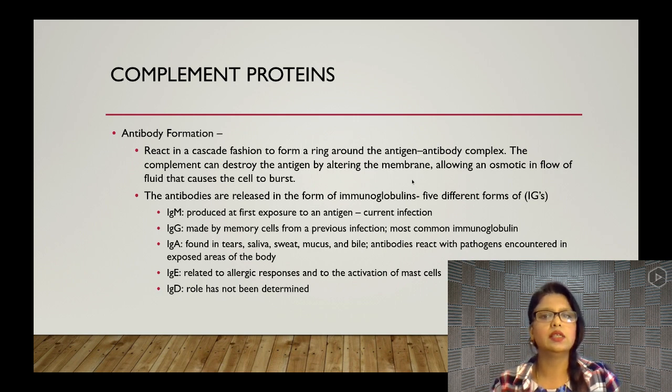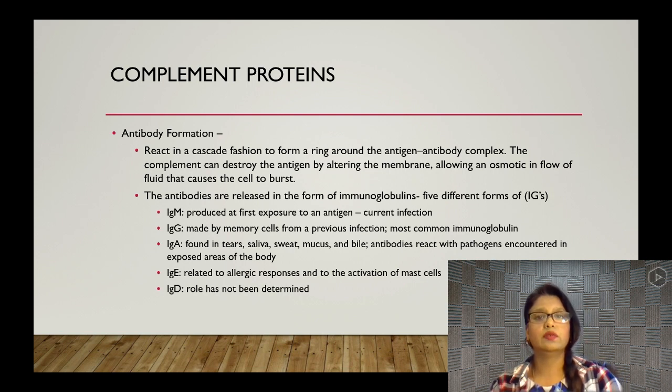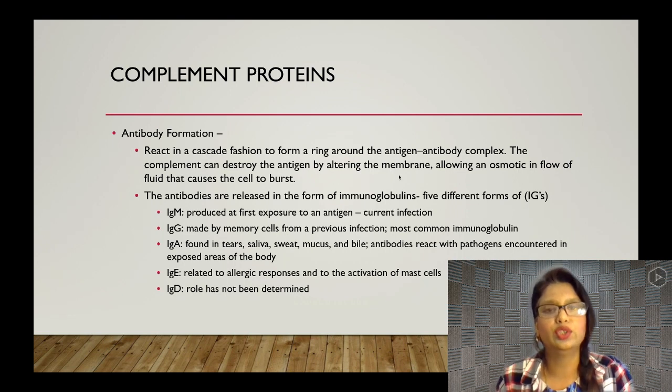So what are antibodies? Antigen, antibodies. You probably have heard, oh, I don't have enough antibodies, I need to have some antibodies. These are basically the ones that fight against antigens. An antigen is something that comes from outside, and then an antibody is something from your body that fights against it. The reaction in a cascade fashion forms a ring around the antigen-antibody complex, and the complement can destroy the antigen by altering the membranes, allowing an osmotic inflow of fluid that causes the cell to burst.